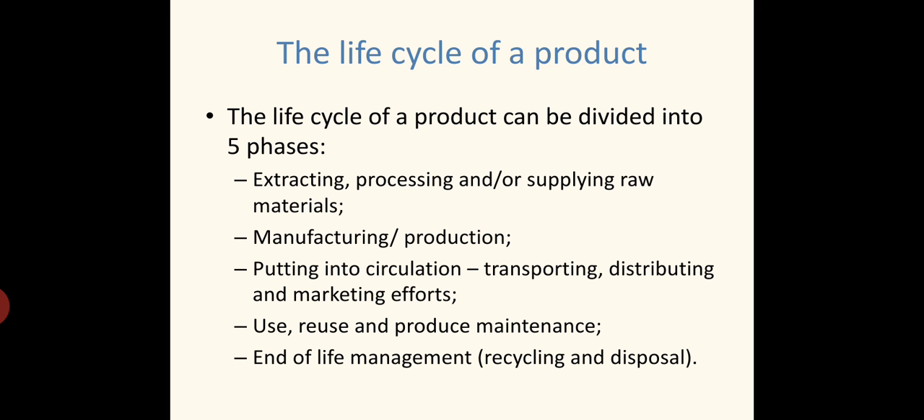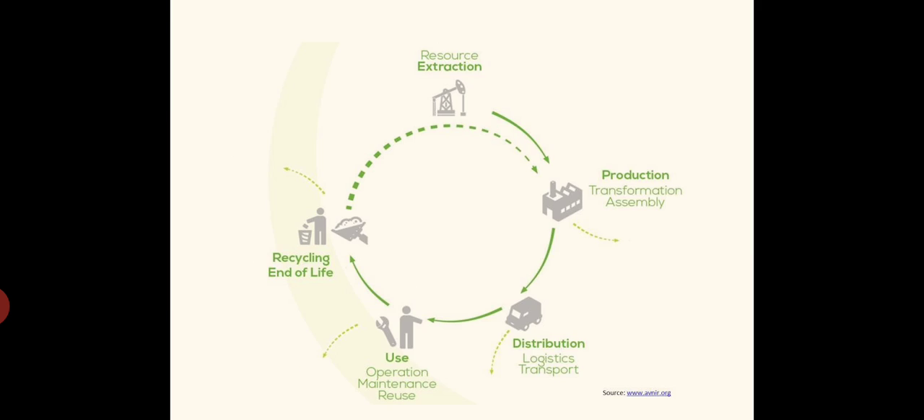Now coming to the fourth phase, that is use, reuse and product maintenance. Once distributed, the people will be using it. Once its use is over, sometimes it may be directly thrown into the environment, so that has to be stopped. So the manufacturer will always be thinking about any possibility of reuse. So use is the next phase, the fourth phase. In that, operation, maintenance and finally reuse will come.